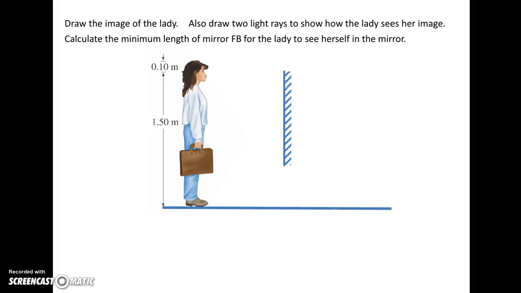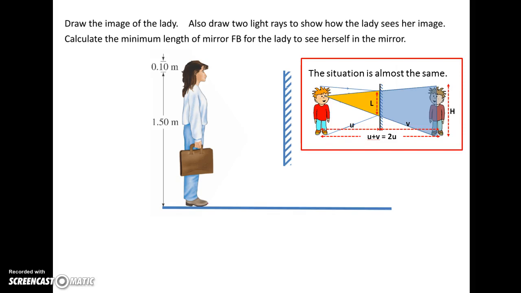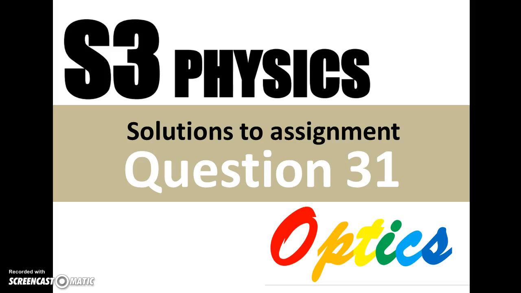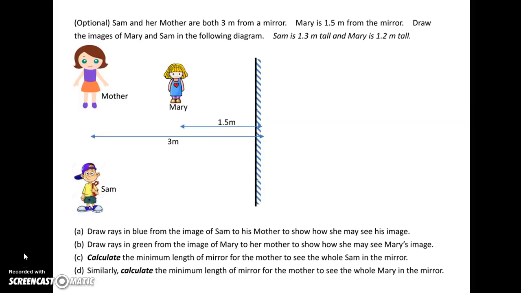So what is the minimum length of mirror for this lady to see the whole image of herself? This is almost the same situation as in the last question. So the answer will be half of the height of the lady. So we know the minimum length of mirror for one to see the whole image of oneself.